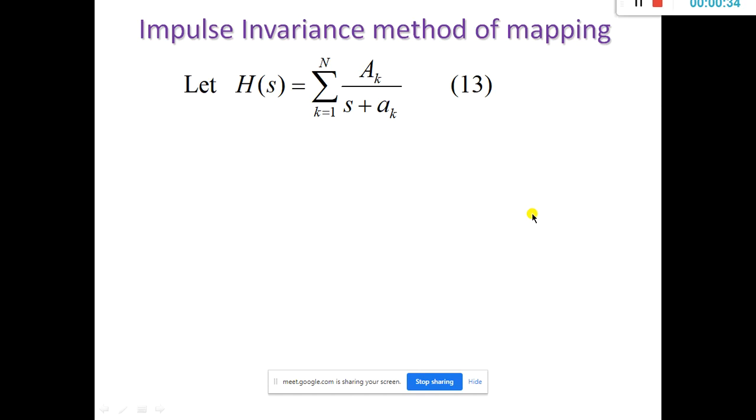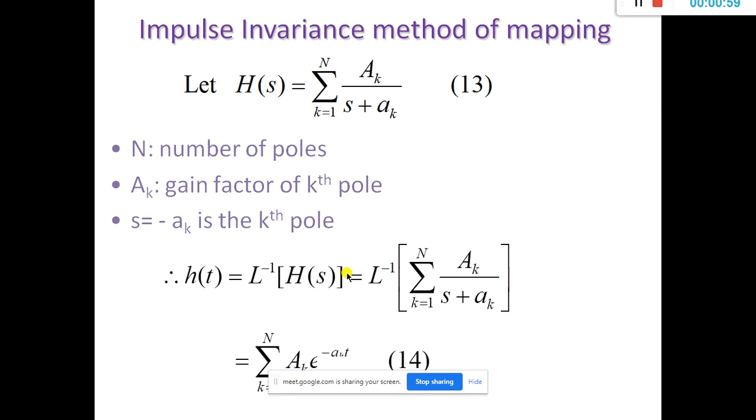So this was the fundamental equation we have chosen. That is H of s equal to summation k runs from 1 to n, numerator a_k, denominator s plus a_k. What is this s plus a_k? It is nothing but a pole, and the numerator is a gain, and n stands for the order.